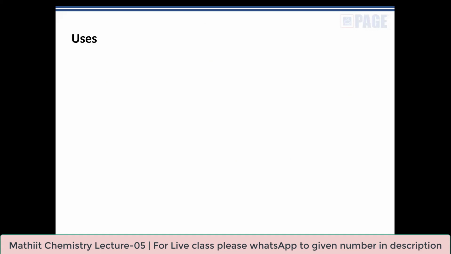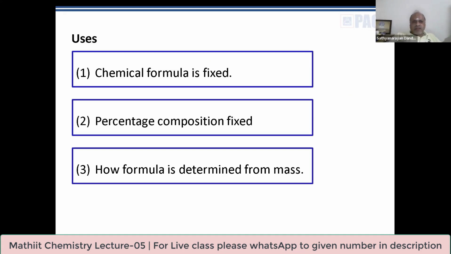Uses: chemical formula is fixed, percentage composition is fixed, and we can determine the formula from the masses given. So you remember in the previous classes I said chemical formula is fixed. Today we said percentage composition is fixed. Example we took. Go ahead, delete. I go for examples. Example one I have given. Now write down.